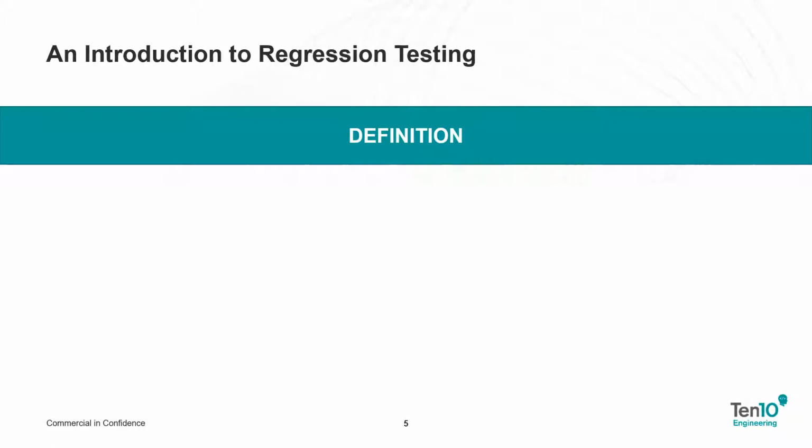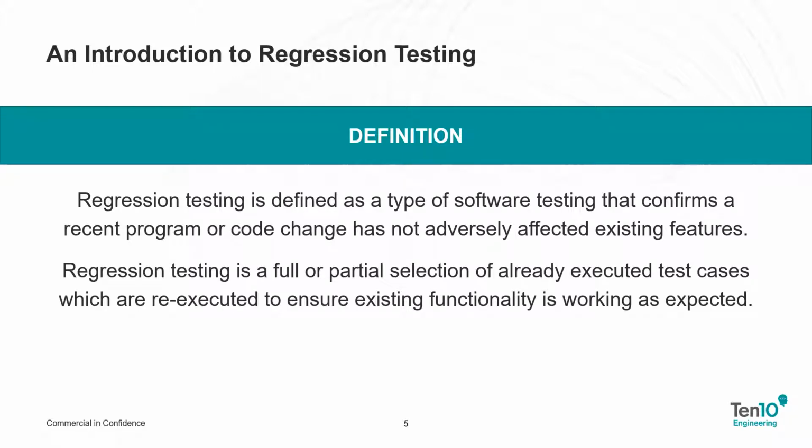I thought I'd start this session off by giving a bit of a definition of what regression testing is, and then also give a bit of an analogy of what I found that was really interesting for regression testing. So, regression testing is defined as a type of software testing that confirms a recent program or code change has not adversely affected existing features. Regression testing is a full or partial selection of already executed test cases which are re-executed to ensure existing functionality is working as expected.